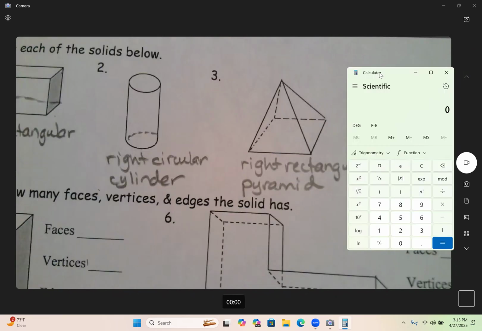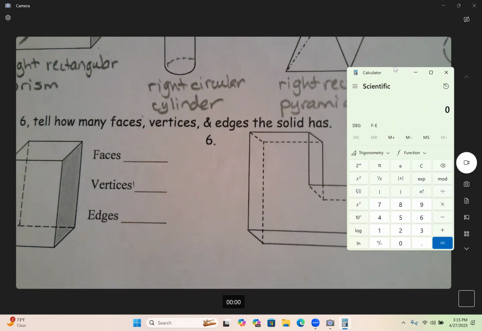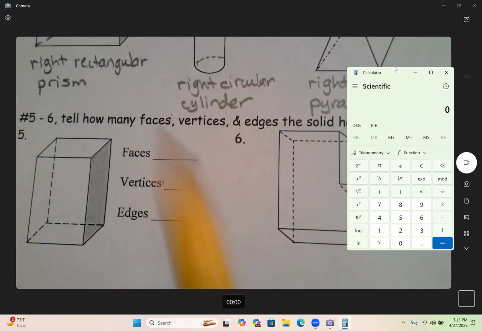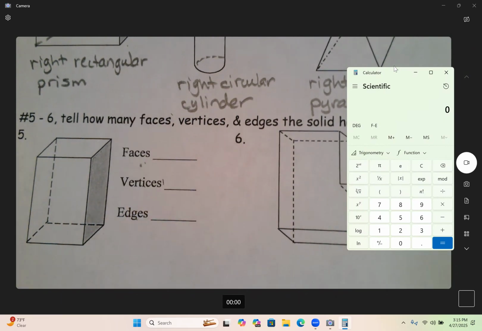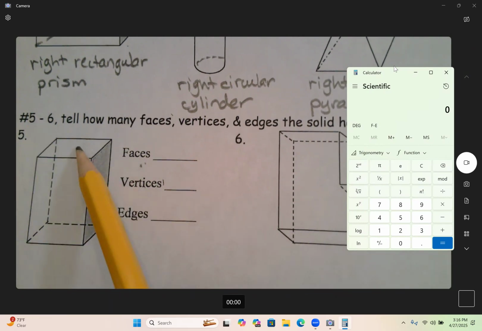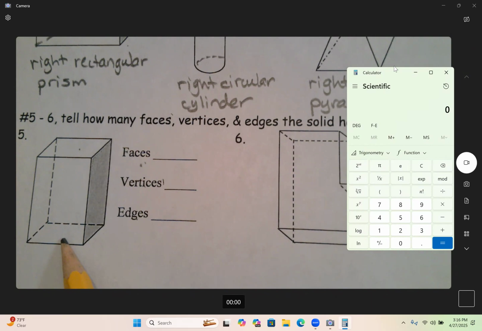All right, let's take a look at now the next part. We have a three-dimensional figure, and they want to know how many faces, vertices, and edges there are. Faces. So faces are flat surfaces. In this figure, all of the flat surfaces are rectangles. So you have a top and a bottom base that are rectangles. You have a left side and a right side that are rectangles, and then you have a front and a back. So there is a total of 6 faces on this figure.